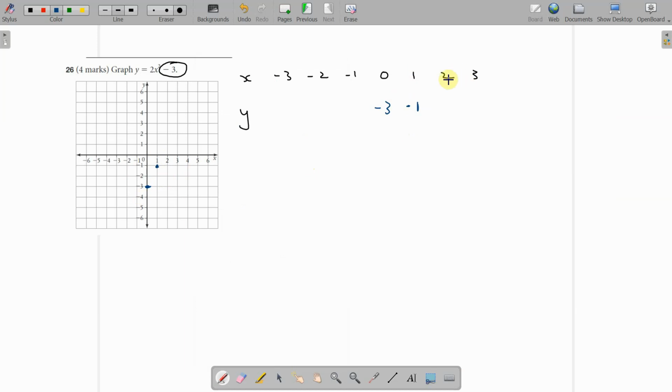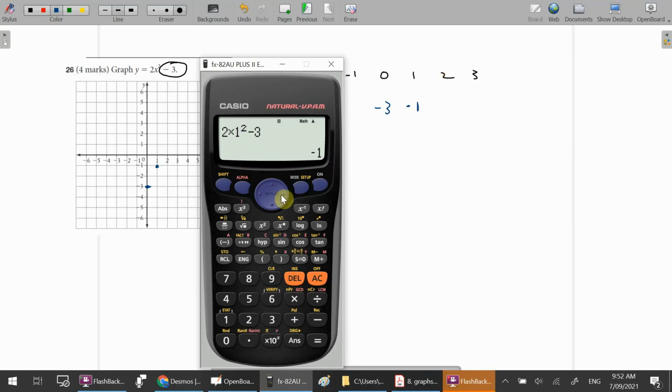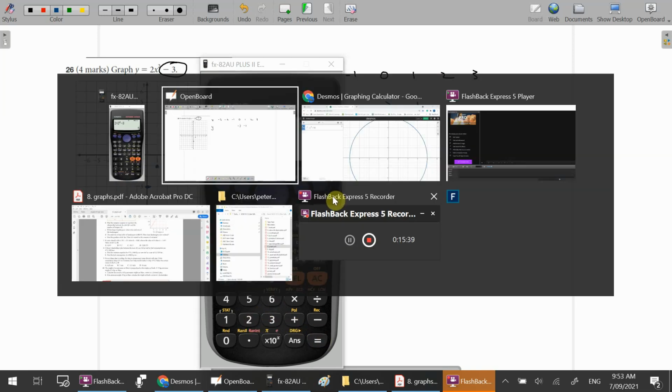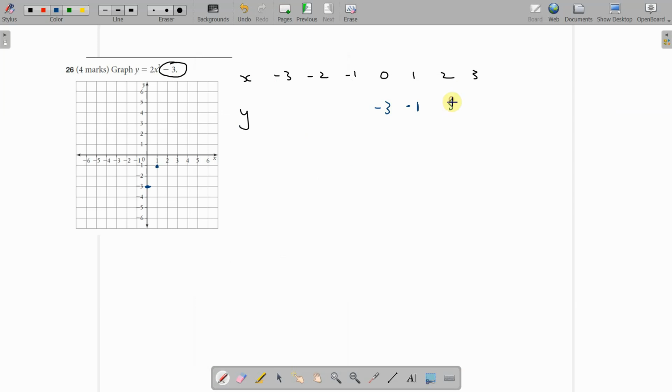Okay, when x is 2, I want to put in 2 here, and we get 5. 2 and 5. And 3 won't even be on there because it'll be off, so I don't want to worry about that one.